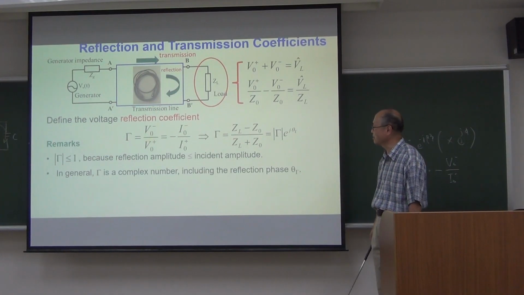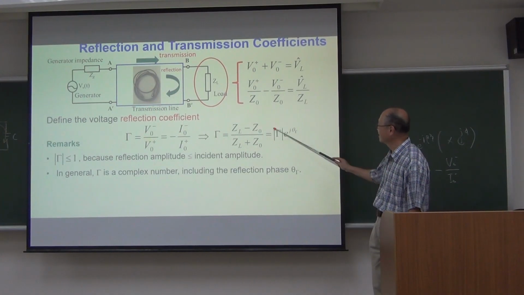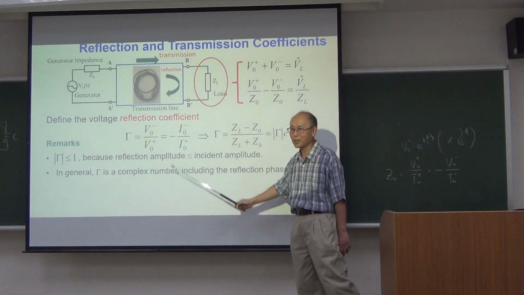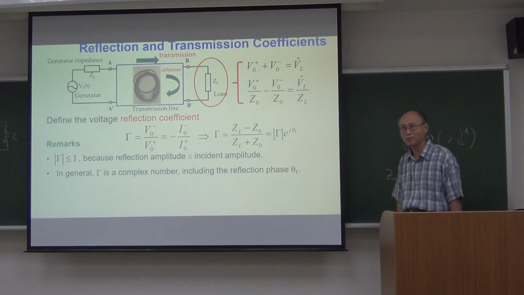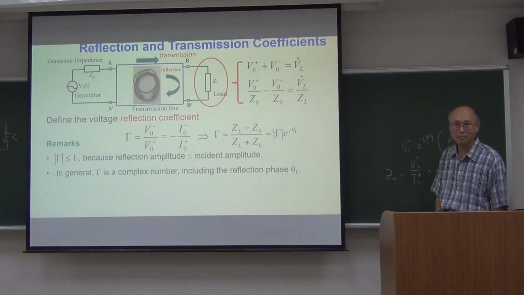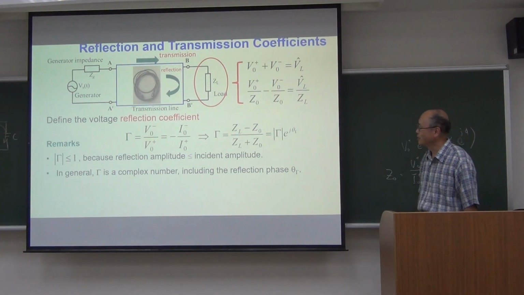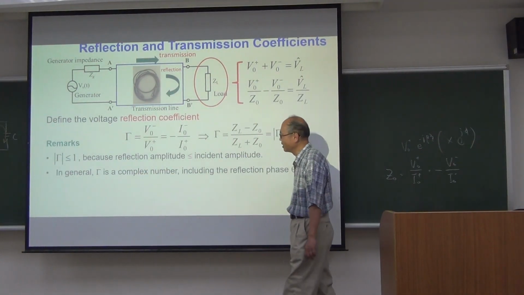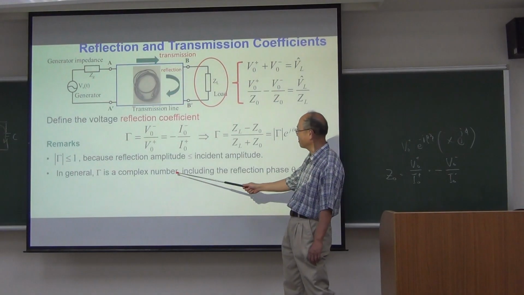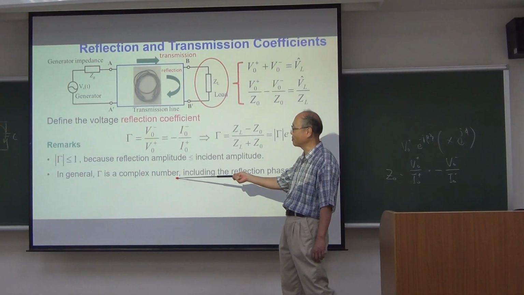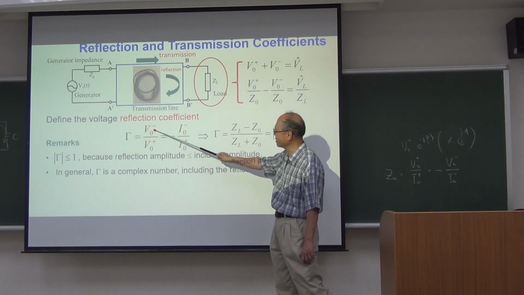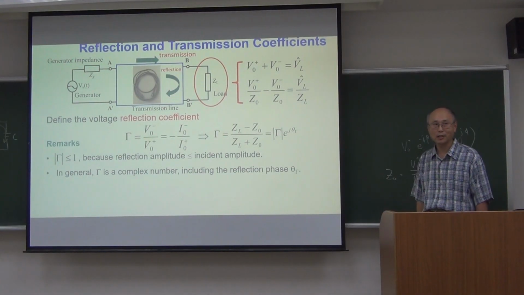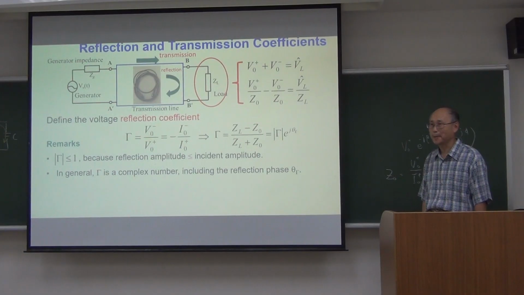And so we have two remarks. Number one, this has to be less than 1 because the reflected signal cannot be larger than the incident signal by virtue of energy conservation. So that is reasonable: the amplitude of gamma is less than 1. And in general, gamma is a complex number. When we say complex number, this means that the reflection phase can be different from the incident phase.